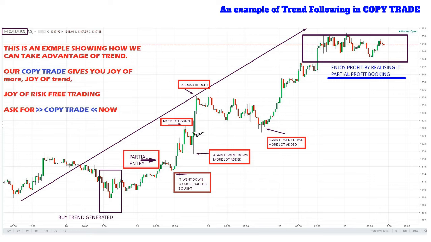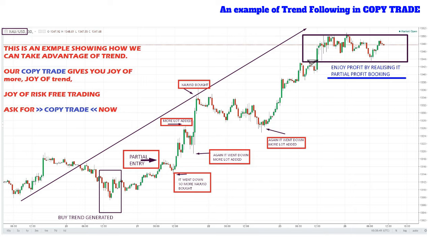It again goes to 1328 near, but instead of booking profit, we will add more lot size. And as you can see, it is again going down to 1320, but instead of booking profit, we will add even more lot size. And finally, it touches 1336 near. And from 1332, it goes to 1326, and we will again add more lot size.